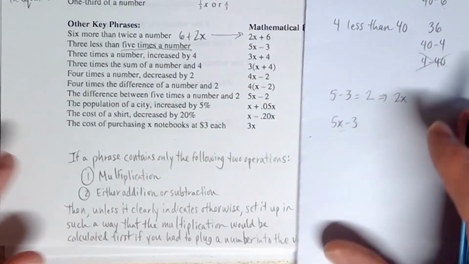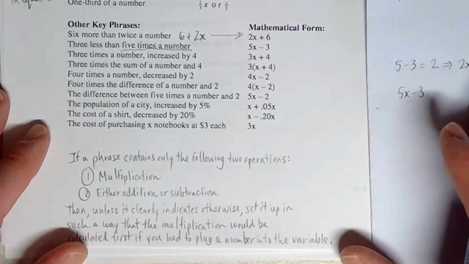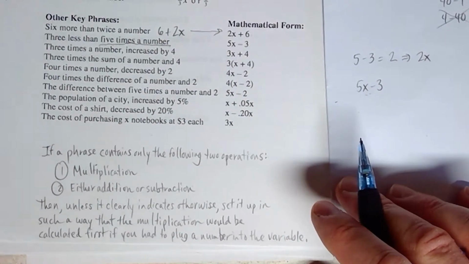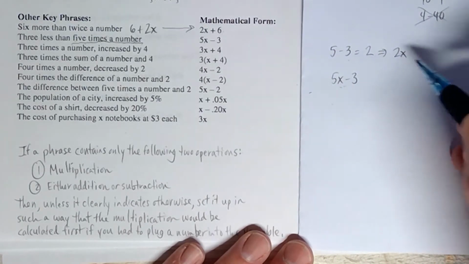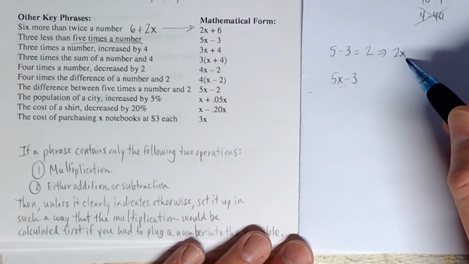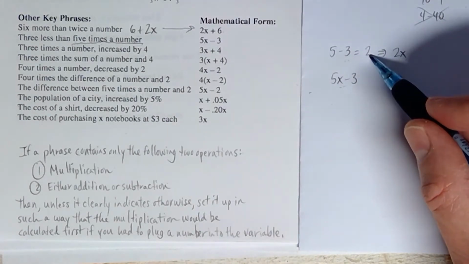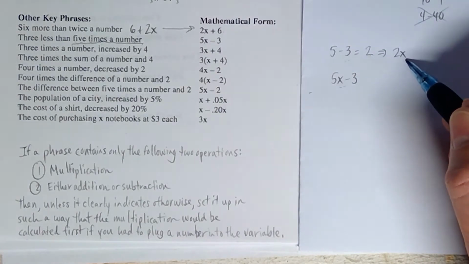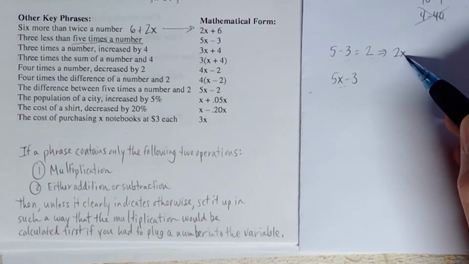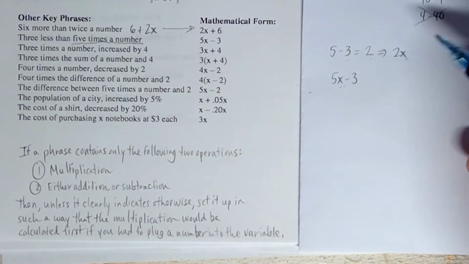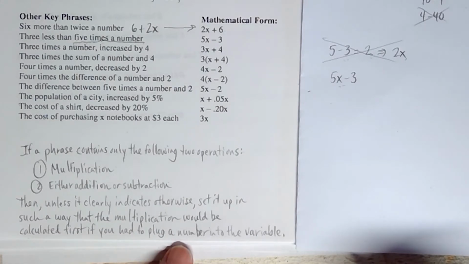Well, this is telling you that multiplication would be calculated first. You need to set it up so that would happen. Notice here that I subtracted first, though, and if I plugged a number into this, you would then do the multiplication after you did the subtraction, because we already did 5 minus 3 equal to 2. So if I plug a number into the variable, the subtraction went first to get the 2, and then 2 times whatever you plugged in would go second. That can't be right, because it says that multiplication has to go first if you plug a number in.